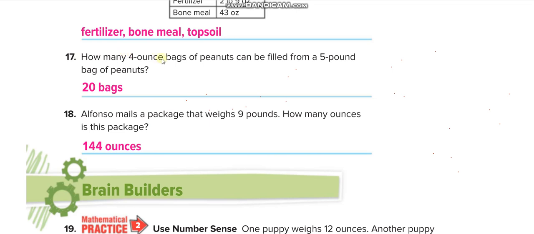How many 4-ounce bags of peanuts can be filled from a 5-pound bag of peanuts? First, we have to convert this 5 pounds into ounces. Then we will divide it by 4 to make the 4-ounce bags. So 5 times 16, that is 80. And then 80 divided by 4, 20 bags. Alfonso mails a package that weighs 9 pounds, 9 times 16, 144 ounces.